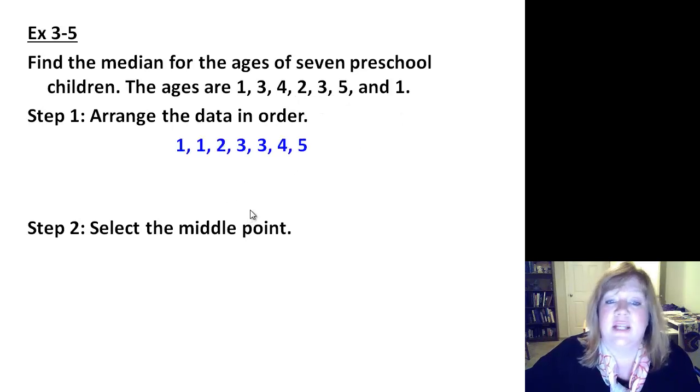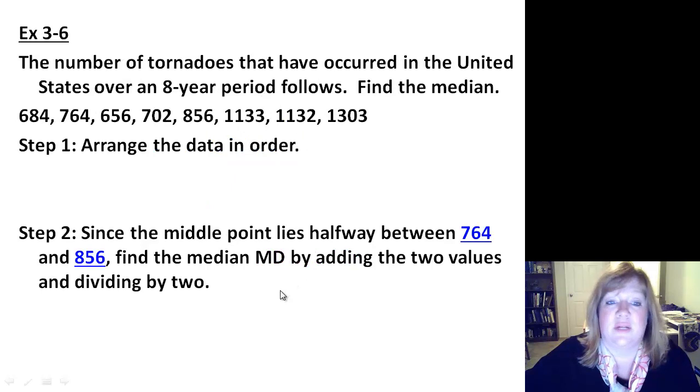Find the median for the ages of 7 preschool children: 1, 3, 4, 2, 3, 5, and 1. Arrange the data in order. Again, we have an odd number, so you can pick out the middle one, which is 3. That's the median. MD is 3.